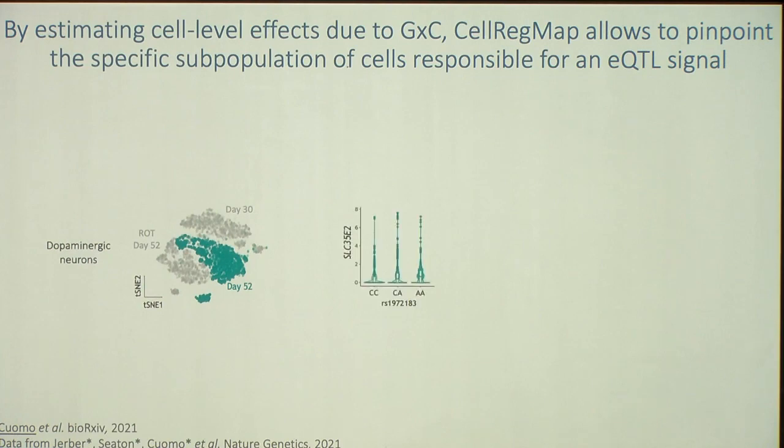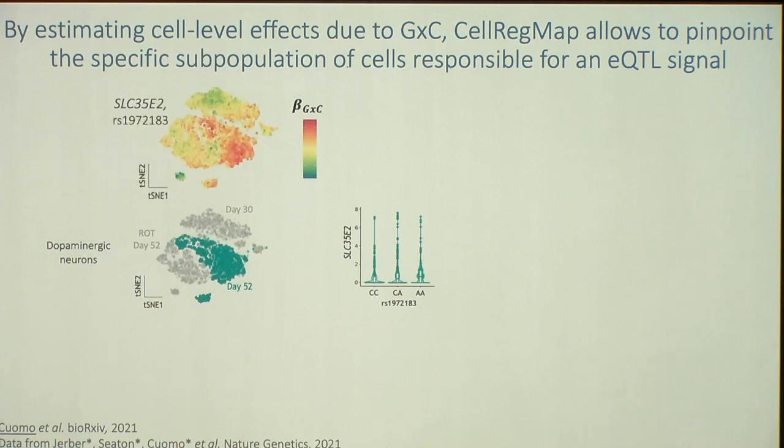And if we focus on one specific eQTL, we know that this eQTL in the original study was found specifically in this one condition. And now one nice feature of our method is that we can actually estimate this cell level effect size. And so we can color that same tSNE map by the effect size in every single cell. And so what you can nicely see, first of all, is that we recapitulate where the effects are most strongly observed, which is in that day 52 cell population. But additionally, we see a little bit more granularity than that.